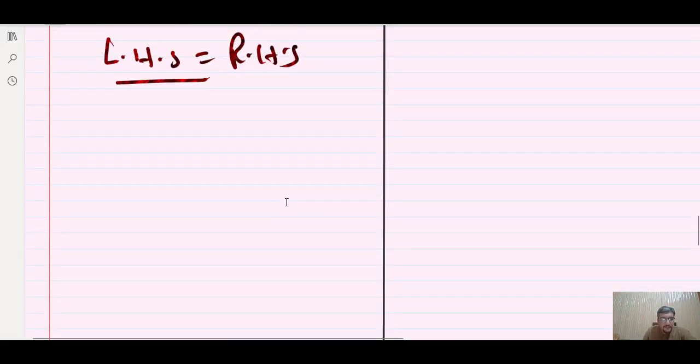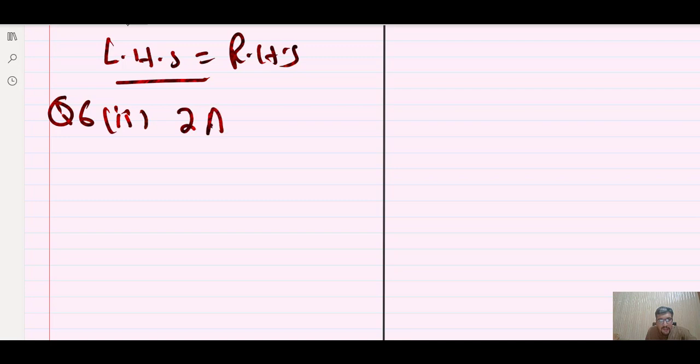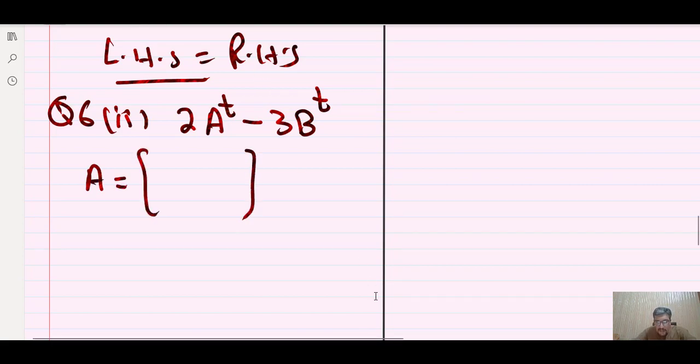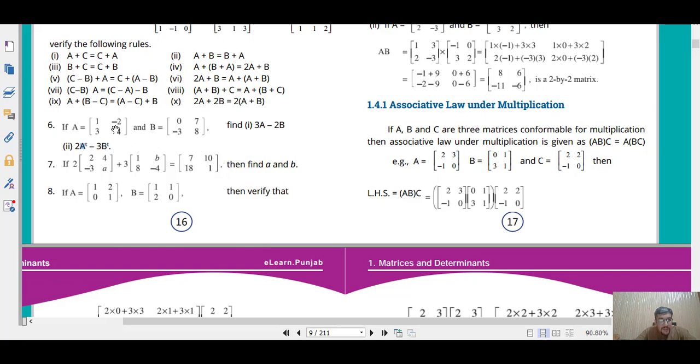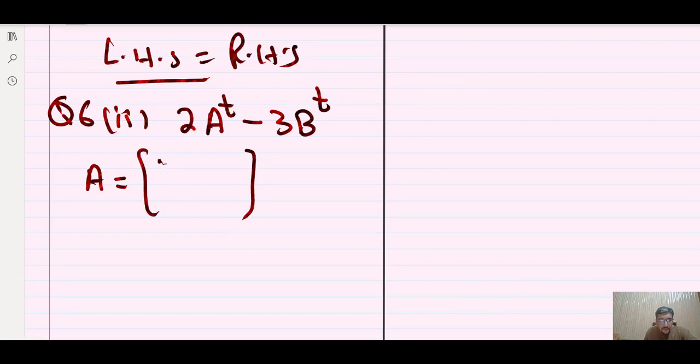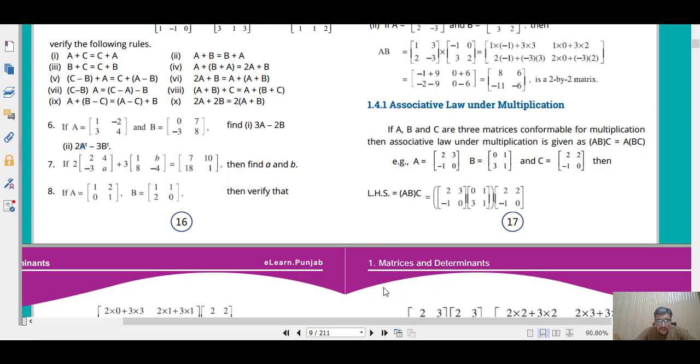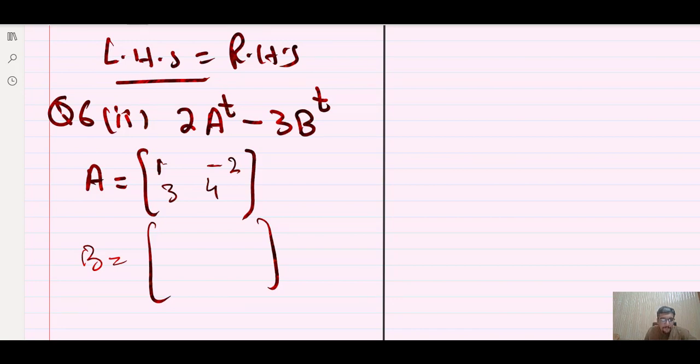Question 6, part number 2, that is 2A transpose minus 3B transpose. The A matrix is given, that is 1 minus 2 3 4, and the B matrix is also given, that is 0 7 minus 3 8.